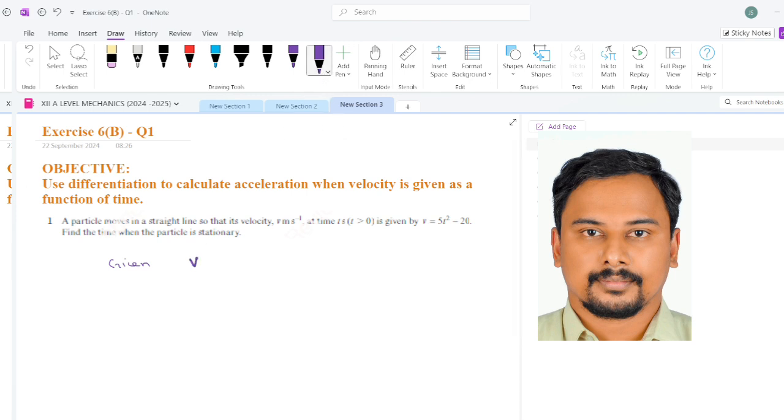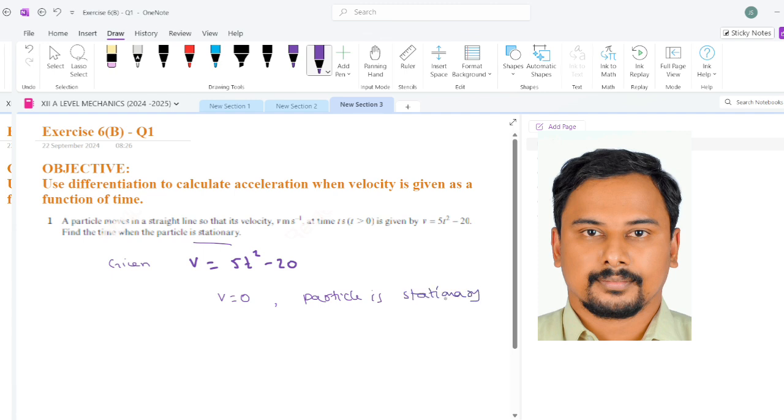So what is given? v is equal to 5t square minus 20. We have to differentiate, so that means we have to find the acceleration. They're asking to find the time when the particle is stationary. When the particle is stationary, what happens to its speed? Here v should be equal to 0, because it's not moving, because the particle is stationary.